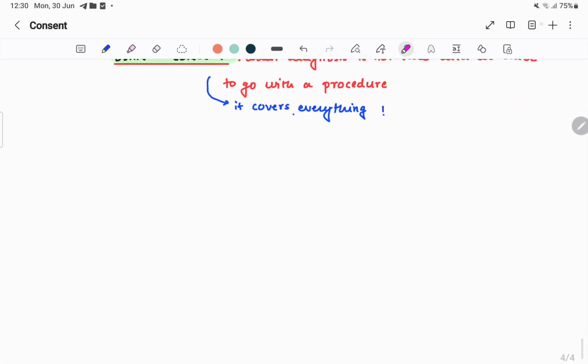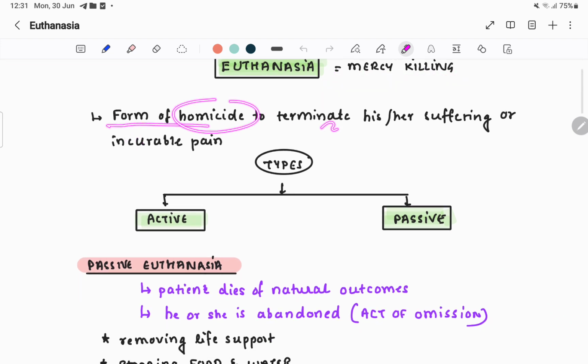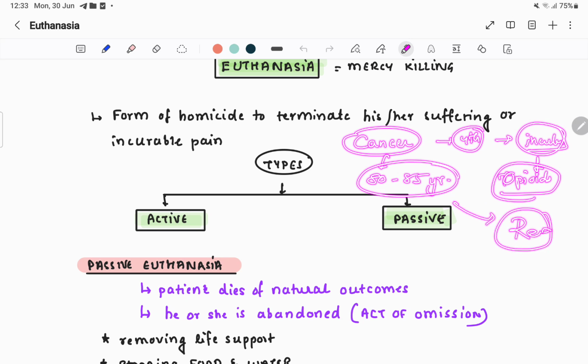Okay, let's move on to the next part. Let's talk a little bit about euthanasia. Euthanasia means mercy killing, a form of homicide to terminate his or her suffering or incurable pain. Let's say a person is suffering from cancer in the 4th stage, with very incurable chronic pain, and is on opioids. The person is of old age, let's say an 80 to 85 year old patient. The person can request death because he or she is not ready to suffer more pain, so death is better than the pain, right?